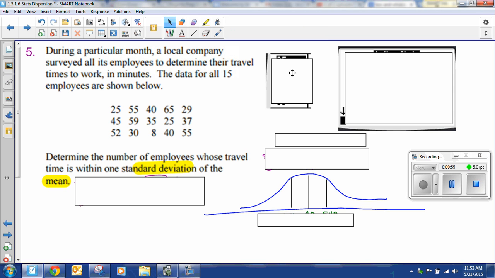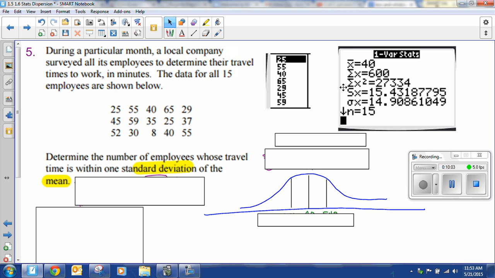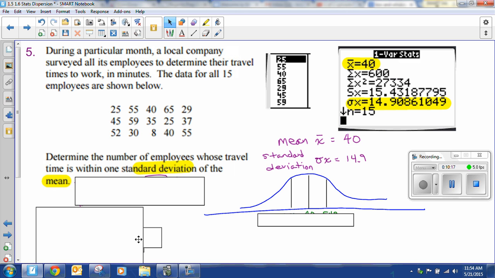So because it's one list, we type it all into one of those columns, hit 1-Var Stats, and here we have what we need. There's the mean, and there's the standard deviation. The mean is x bar, which is 40, and the standard deviation is sigma x, which I rounded to 14.9. It's very important that you actually keep the decimal places because you'll see.